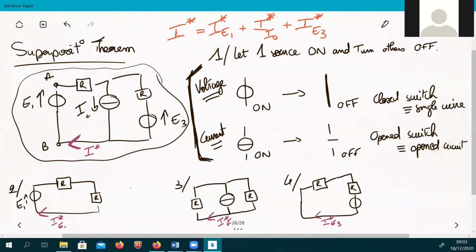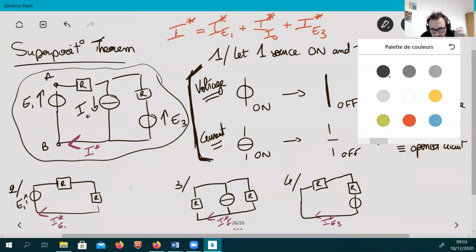I have a question. Yes. Can we also let multiple sources on, for example, number 2 and number 4? No. Because it's in the same mesh. No, it's one source on at a time because you're looking only at the contribution of one single source at a time. But then once you redraw your circuits with only one source on, you're allowed, of course, to simplify your circuits if it's not changing what you're looking at.